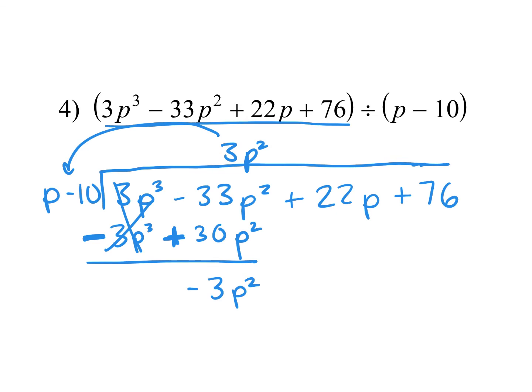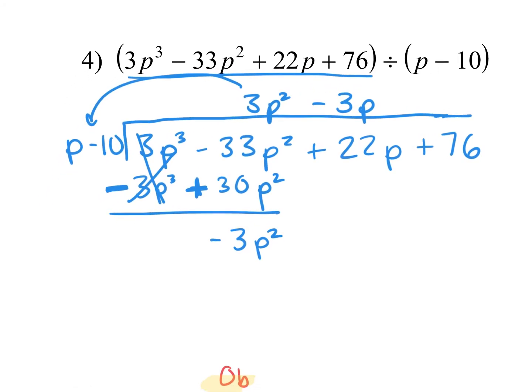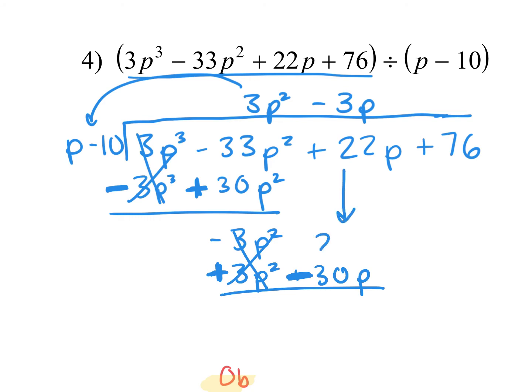What's next? Divide. So if I take away a p from negative 3p squared, what do I get? Negative 3p. What do I do next? Multiply. So what's negative 3p times p? Negative 3p squared. What's negative 3p times negative 10? Positive 30p. And then what do we do? Then we change the signs. So the first ones cancel. What else do I have to do? Bring down the 22p. So what's 22p minus 30p? Negative 8p.